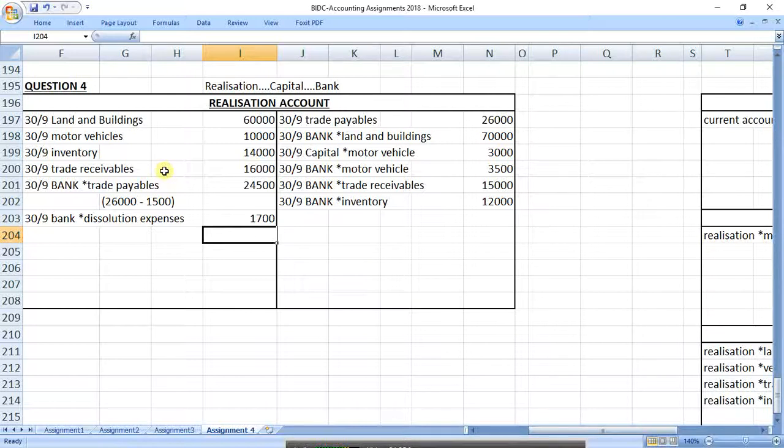They said prepare the realization account. We've done that. Calculate the amount due to each partner when the bank account is closed on dissolution. That's the next bit. And then C, state 2 reasons why a partner. That's theory. We're almost done.